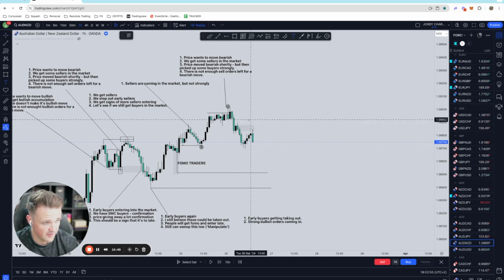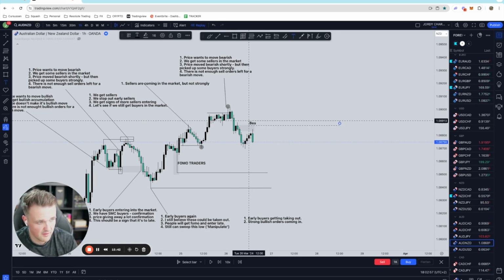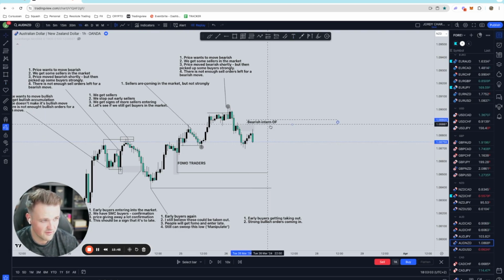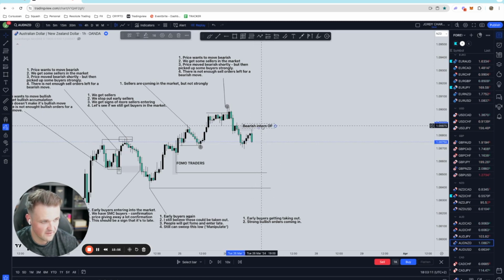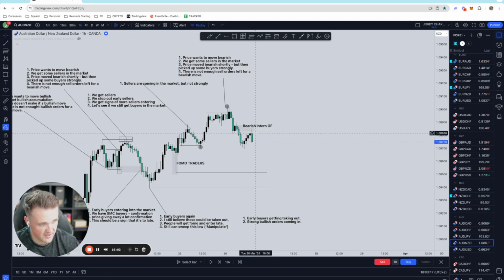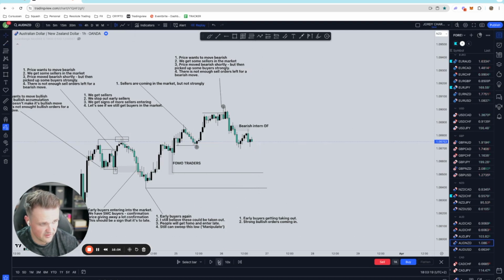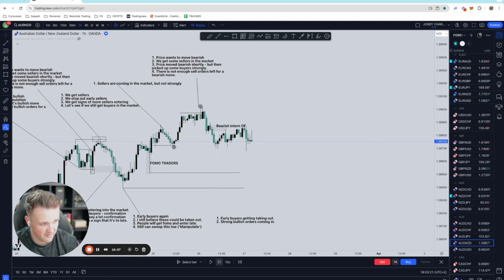So here we could say bearish internal order flow. Not OnlyFans, it's order flow, but you can make it OnlyFans if you want, but it's order flow. Gotta keep it funny a bit, you know. We have some early sellers get taken out and we get moved to these levels at the bottom. Let's see what happens, if it actually happens.